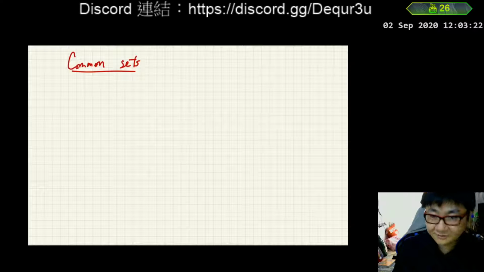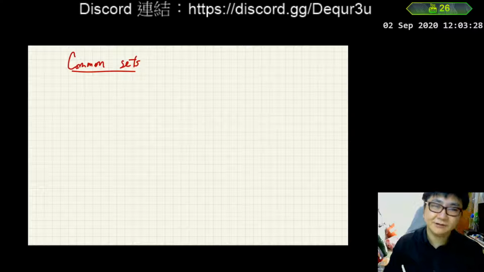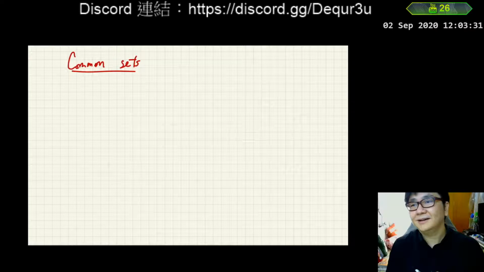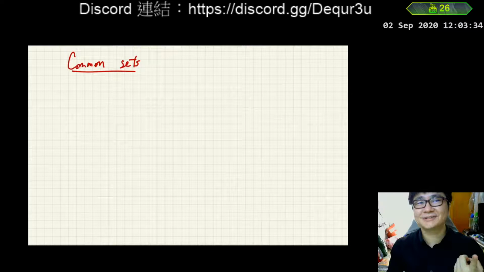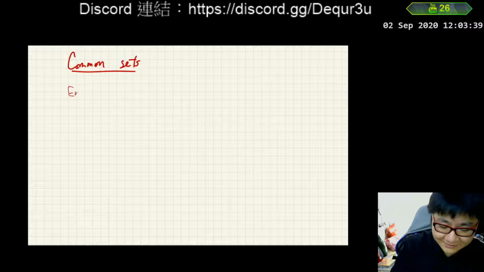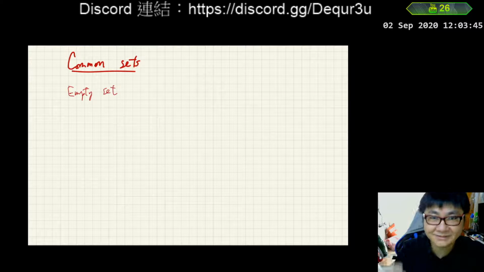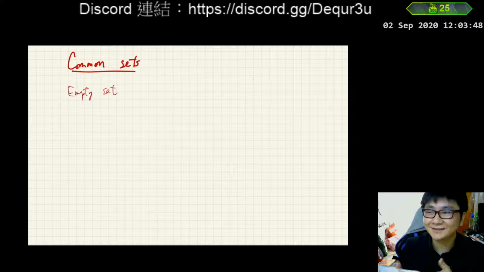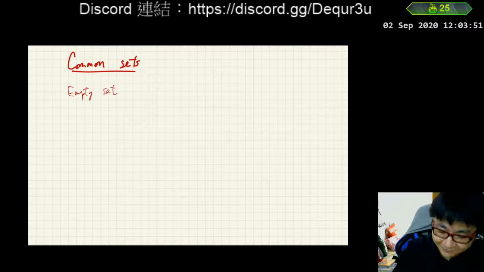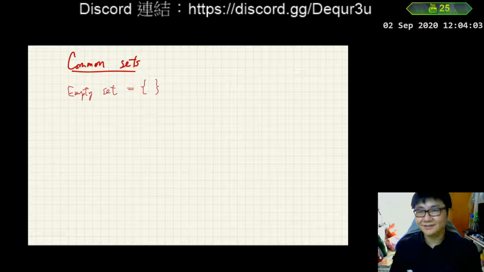As sets are used to collect something, some common kinds of numbers will have special symbols. For example, the easiest one is a set with nothing, and we call this an empty set. Empty set simply means a set with nothing inside. When I say nothing, it really means nothing. To write it explicitly, it could be an open bracket and then a closed bracket. This is an empty set, a set with nothing inside.